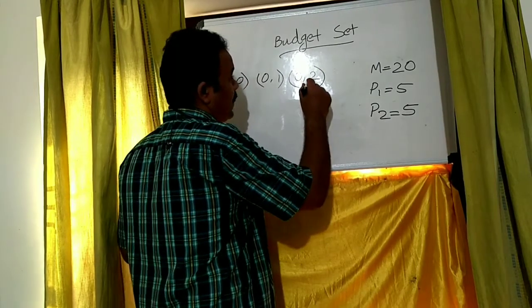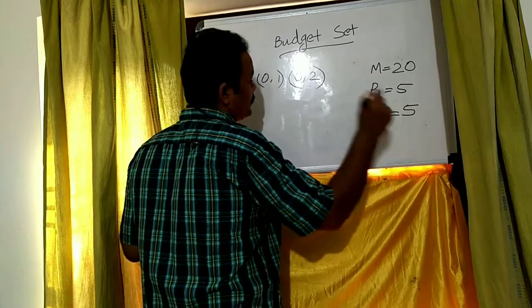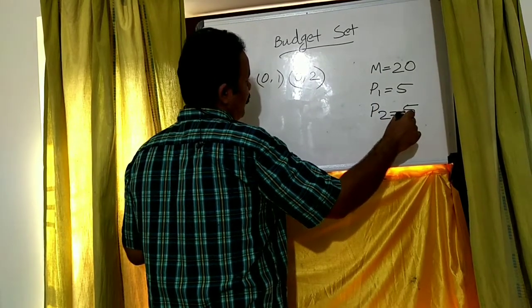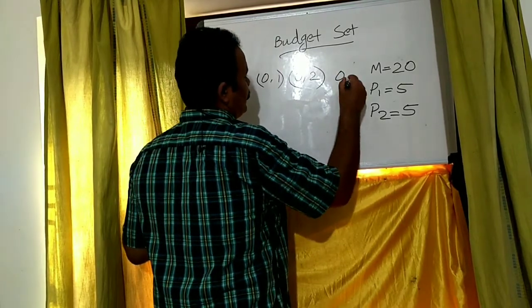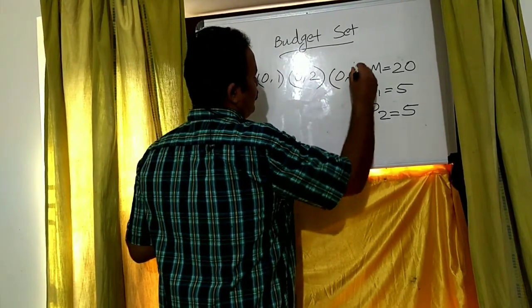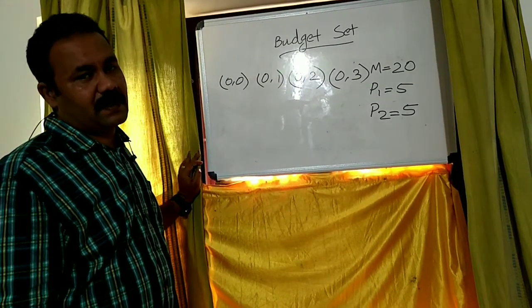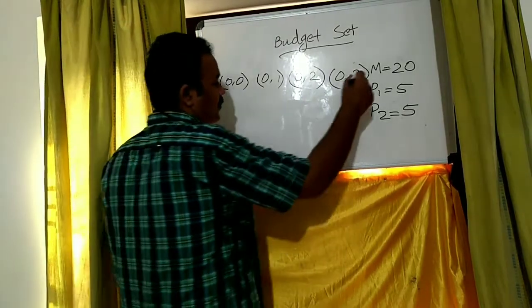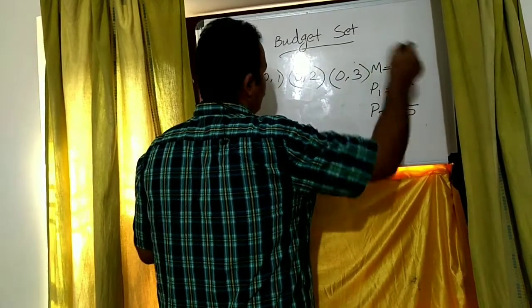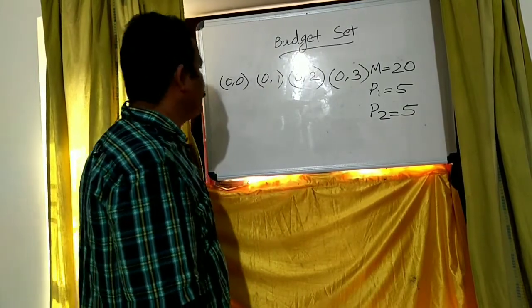At that time, what is total expenditure? That is 2 into price of the second commodity, 5 into 2, 10. Then next she can purchase 0, 3. She is purchasing 3 units of the second commodity and not purchasing the first one. Then total expenditure 3 into 5, 15, that is also less than 20, the income or budget of the consumer.